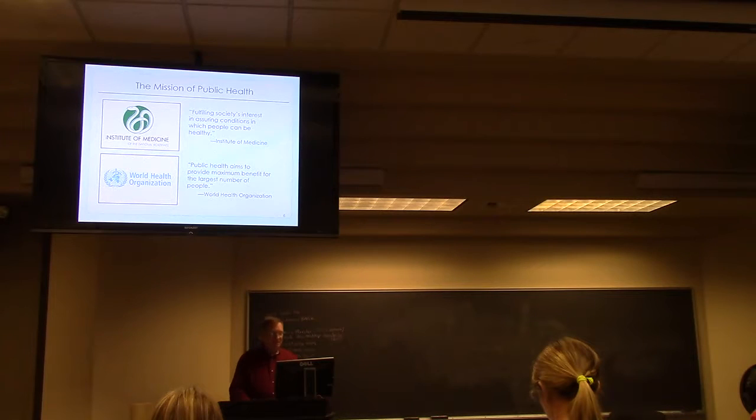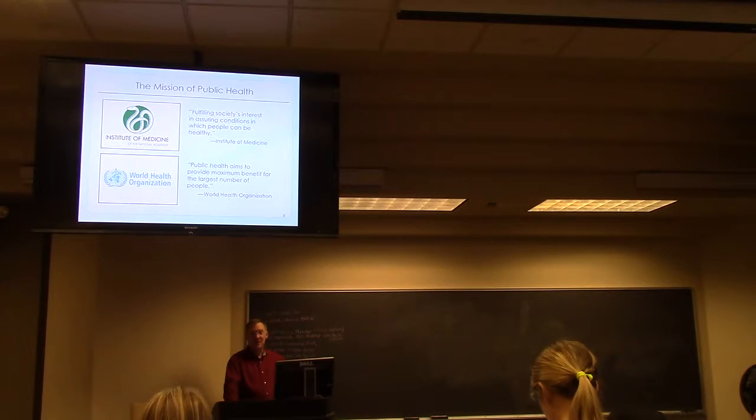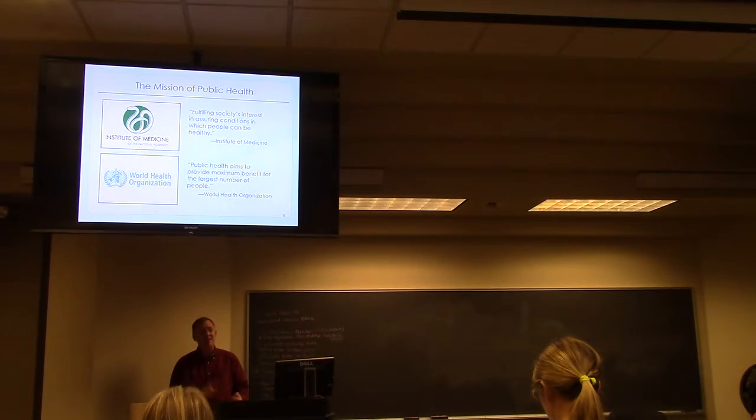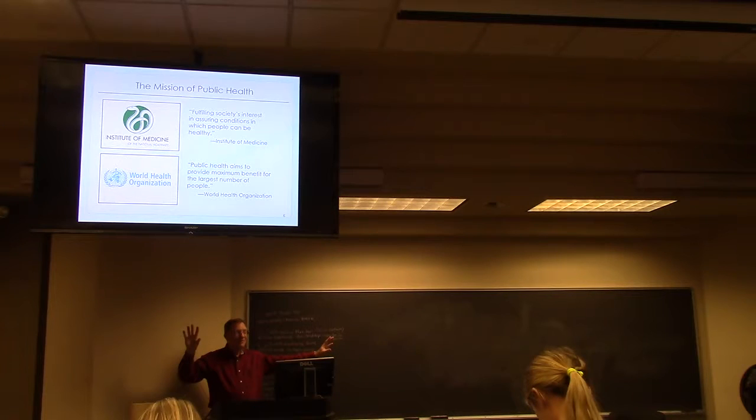Okay. What is the mission of public health? Two are given here: Institute of Medicine, fulfilling society's interest in assuring conditions in which people can be healthy. Of course, we're all interested in being healthy, but the conditions that have to be in place for people to be healthy are pretty large. That gets into food, housing, safety, all of these issues, and every one of those, as soon as you get to it, food, clothing, housing, shelter, just the environment at large, that's the totality of living. And so it's a very broad set of interests that have to be met to do public health.